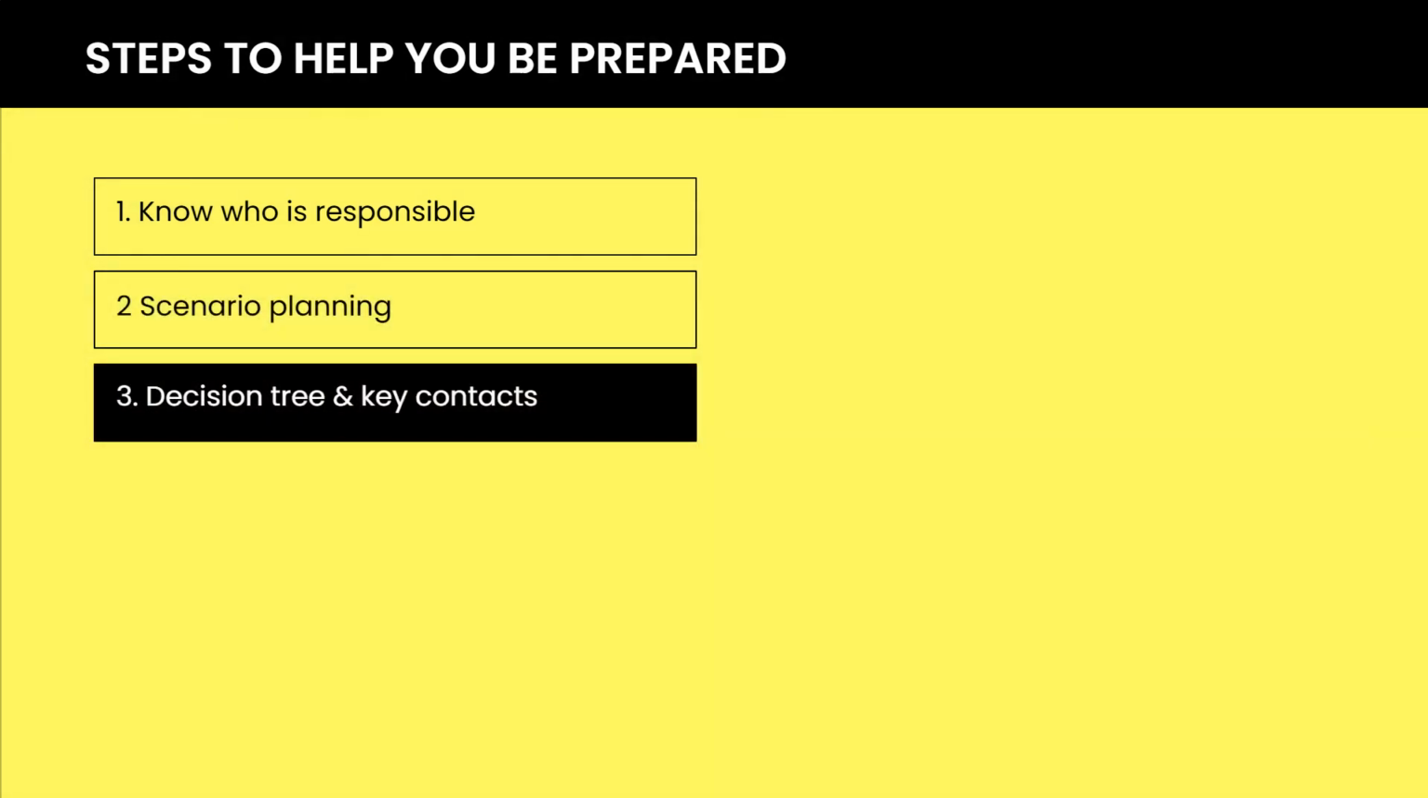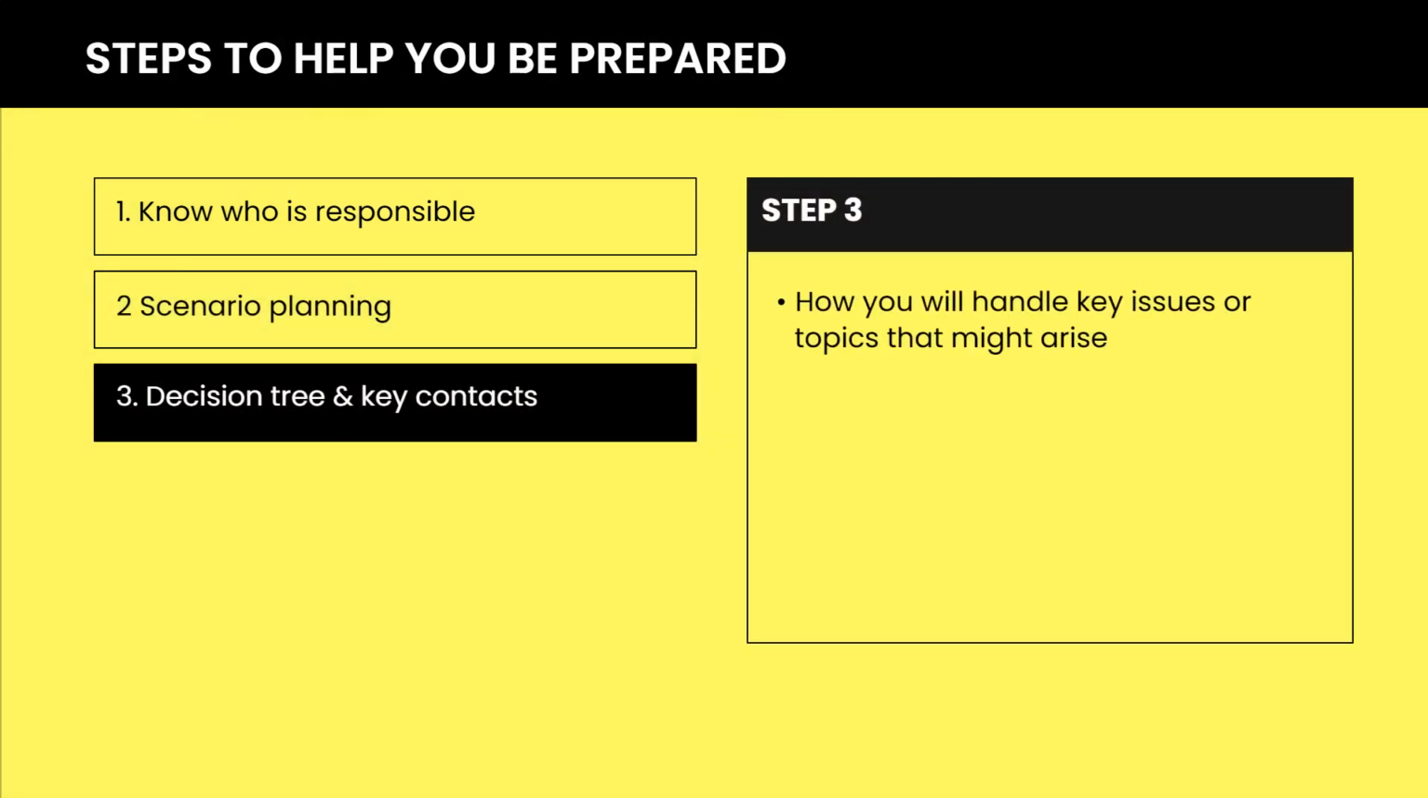Develop a decision tree. A decision tree outlines how you will handle key issues or topics that might arise in your content. For example, how you will manage mentions of prescription medicine, classes of treatment, or competitor mentions. This empowers your community manager to be able to take action quickly after reviewing a comment, rather than needing to work out what to do when the comment arises.